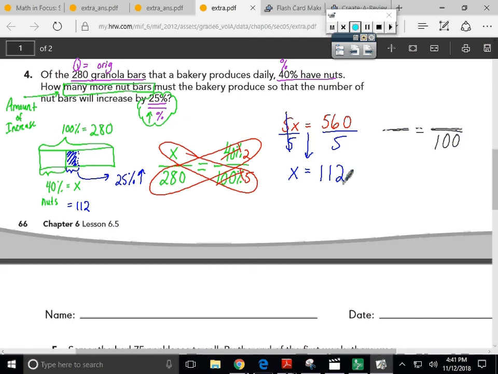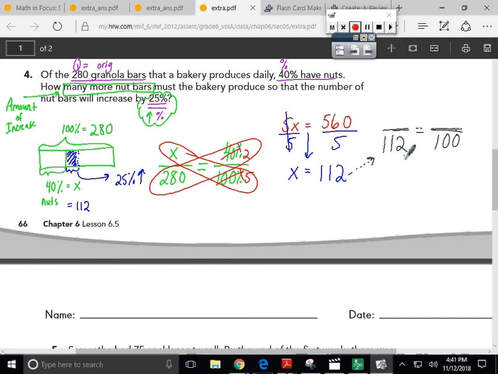The 112 is actually the total number of nut bars originally, so that becomes my new denominator. We had trouble with a problem like this the other night. I had some students ask me, was that problem about girls and boys or teachers and students, and somehow we had to change from talking about the total number of bars, 280, to just the nut bars. So that denominator is changing.